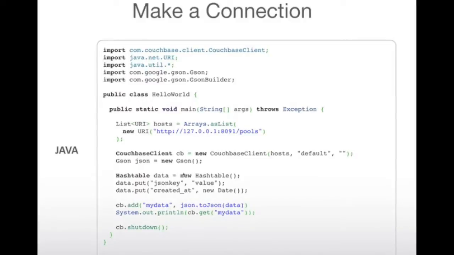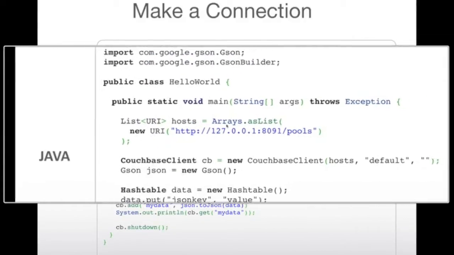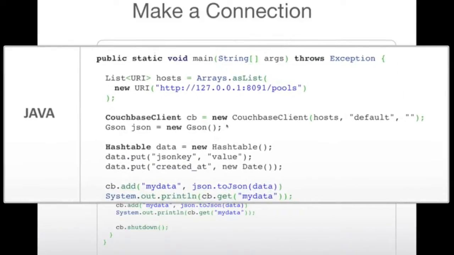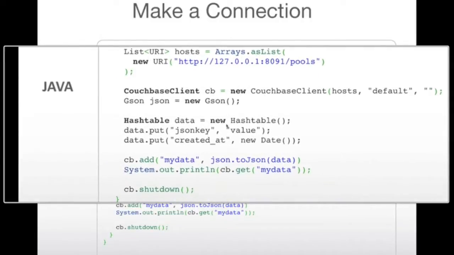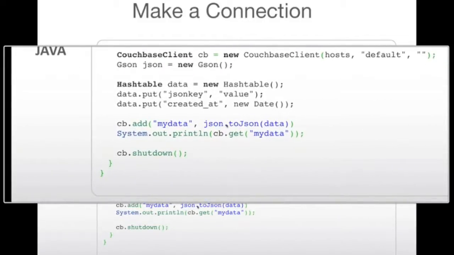So Java is a little bit more verbose. In this case, I'm making a list of URIs, and then I'm creating a client. And in order to make a hash table, I actually have to have a hash table object where I do puts. And so I'm creating the same data here. So in Java, we don't have a built-in JSON transcoder. So in this case, we use Google JSON to transcode that hash table into JSON.